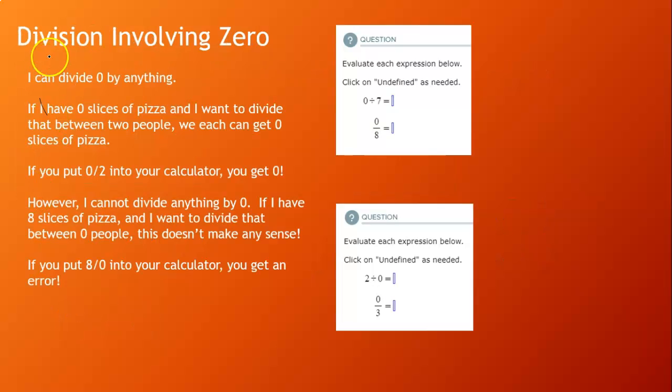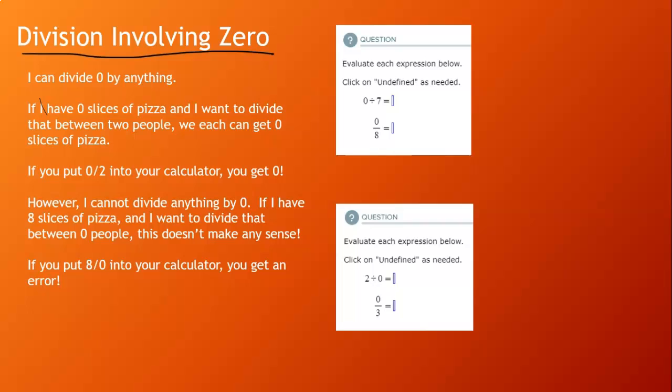All right, new topic, division involving 0. I can divide 0 by anything. If I have 0 slices of pizza and I want to divide that between 2 people, we can each get 0 slices of pizza. If you put 0 divided by 2 into your calculator, you get 0.